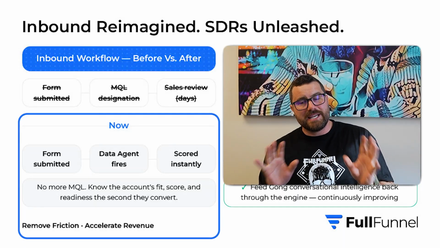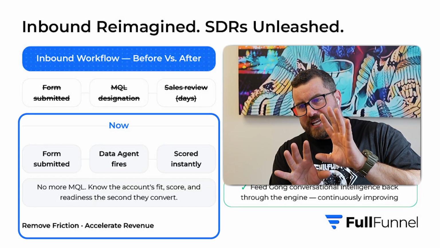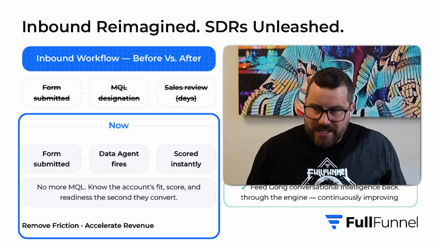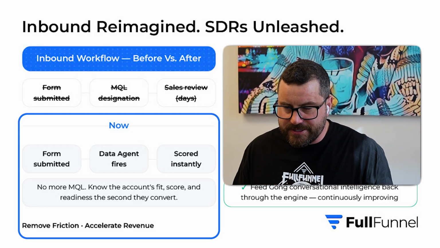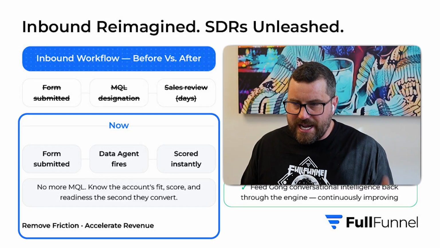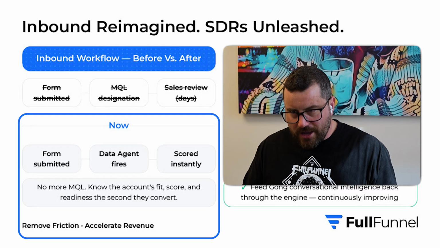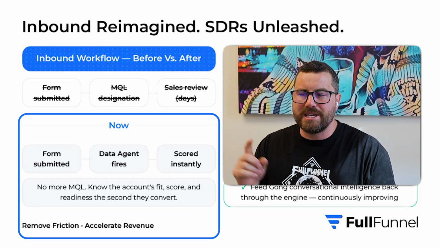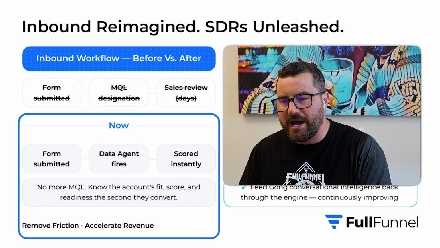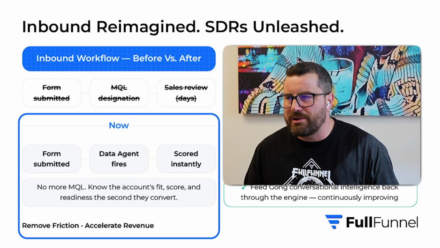First, inbound is reimagined. If you think about inbound workflows now, a form is submitted, then you have the MQL designation, and then you have this awful exchange between sales and marketing where the sales team has to go and interact with that lead. That's the friction point: the leads are weak, the sales team's weak, yada, yada, yada. Now with a data agent workflow, a form is submitted, that data engine agentic workflow fires, and you have an instantly scored account record or contact record. There's no more MQL status. By the time that thing is converted, we know the account's fit, the score, and their readiness to buy from us. We're removing friction. We're accelerating revenue.